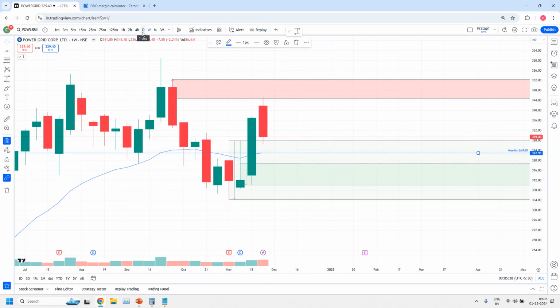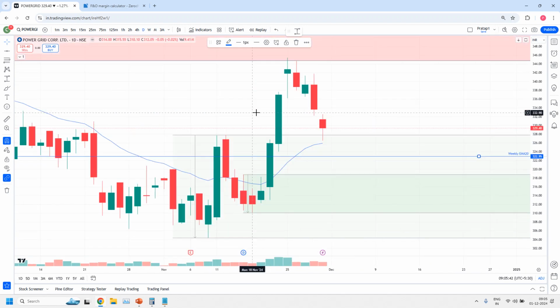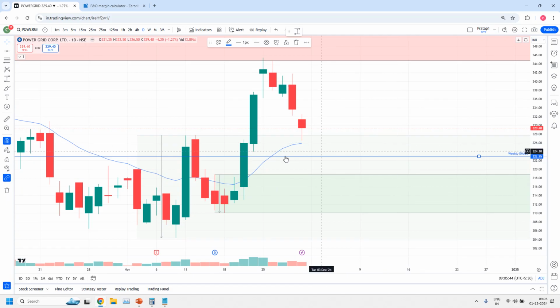So I'm going to the daily time frame now. Our entry time frame is daily. So here you have the weekly EMA, and a little above, a daily EMA is also there. So probably in this area there is a possibility that some order flow might be there. Lower time frame order flows might be there. You may get some short-term opportunities here.